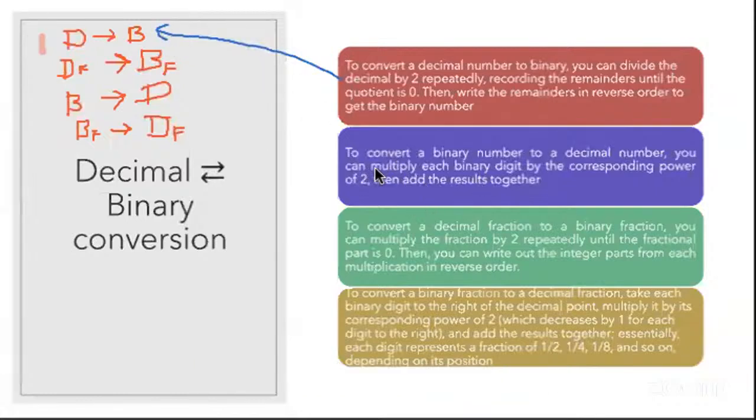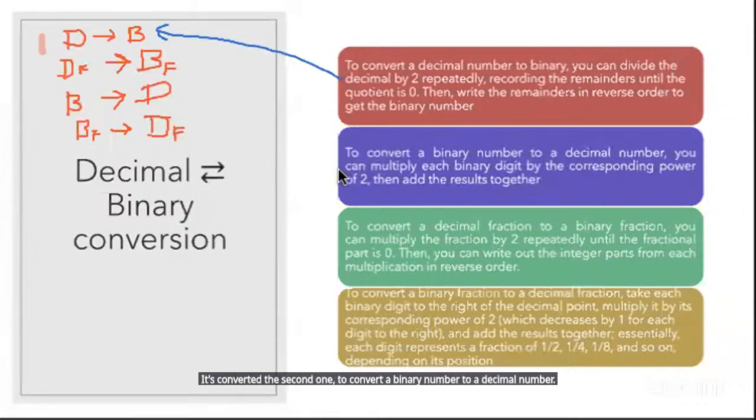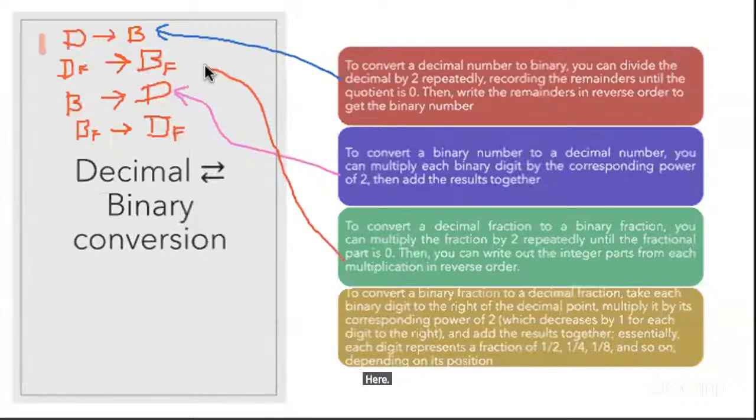The second one is to convert a binary number to a decimal number. Let me use another color. So this one is here. Third one, to convert a decimal fraction. This one will go here. And the last one, of course, goes here. So it's just explaining what to do.